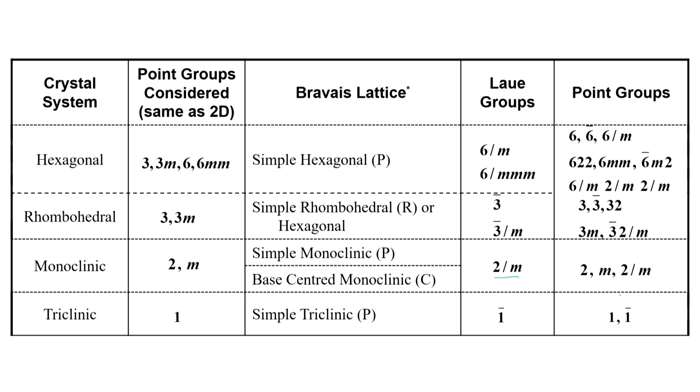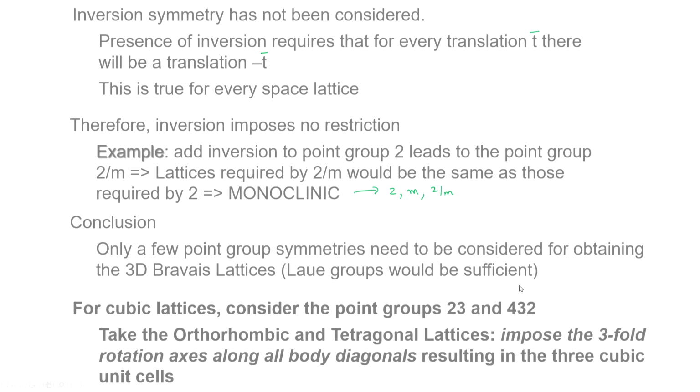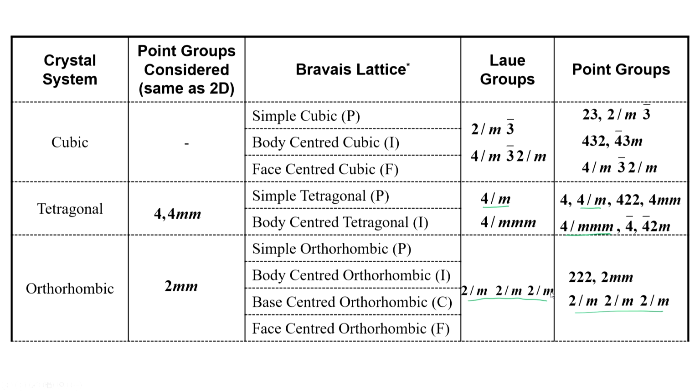For example, here this is considered, and in triclinic, out of 1 and 1 bar, only 1 bar is considered. What is common in all of these so called Laue groups? What is common is that they all have inversion symmetry. So, one could only consider the Laue groups, and that would be sufficient to derive the Bravais lattices. But one thing to note, we have only derived 11, the 3 cubic ones have not shown up.